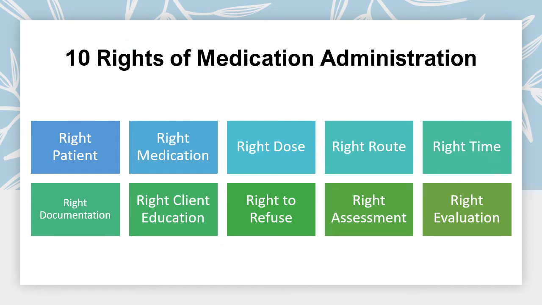Why are we learning this? There are 10 rights of medication administration. Other references would talk about 15 and even 20 rights of medication administration. And the computation of your medications would answer to the right dose. So we need to give the right dose to our patients.